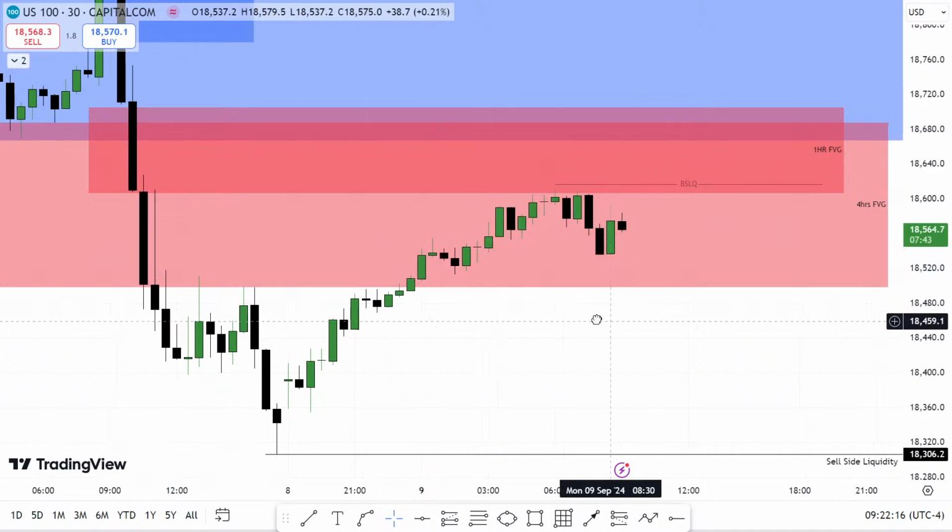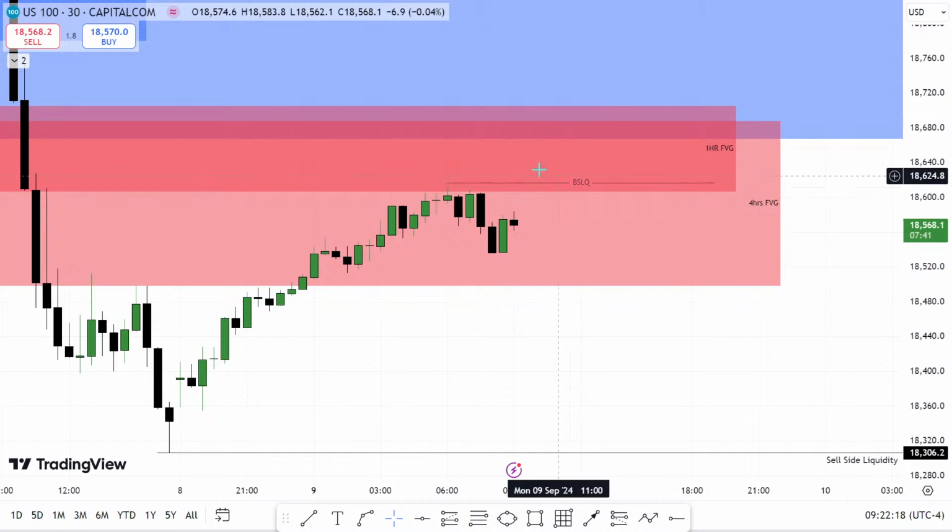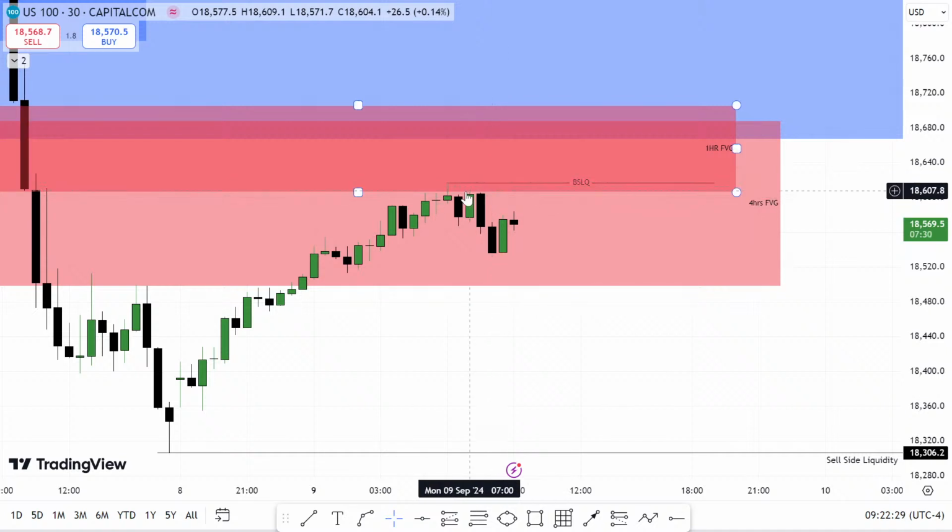So the buy side liquidity here, for those of you that don't know what it is, is just a swing high at this point. People will see that as resistance. But for us, we see that as liquidity because there are a lot of buy stops that will be resting there.